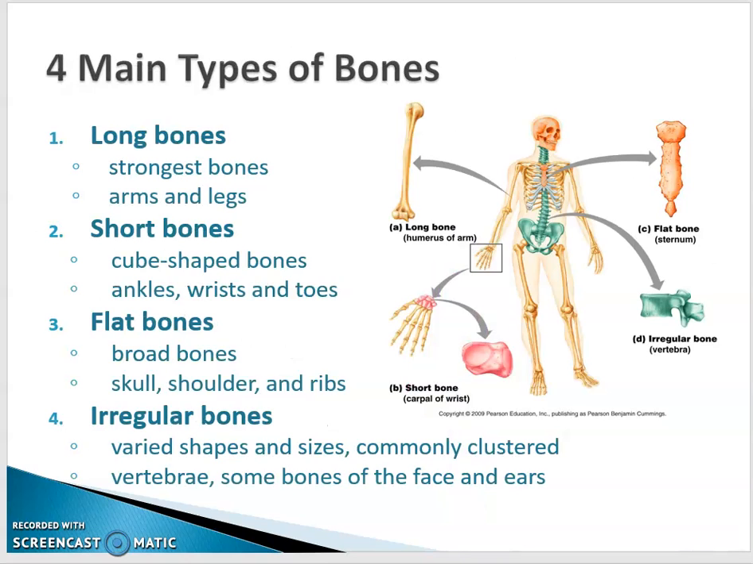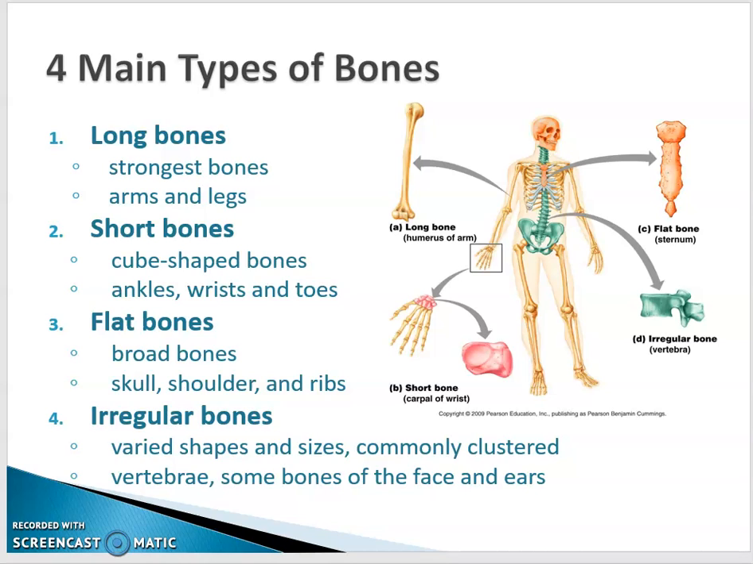We have four main types of bones. I'm not going to test you on these, so we'll just go over them quickly. And just so you have an idea, when you get to anatomy, you will learn these in greater detail. Long bones are the strongest bones, arms and legs. So think of the humerus, the femur, radius, ulna, tibia, fibula, those types of bones.